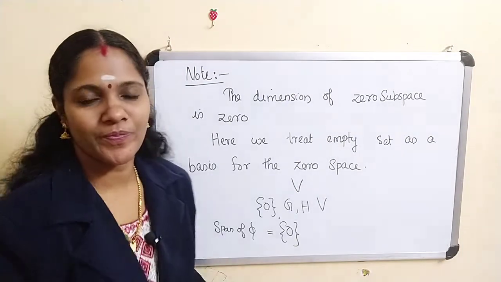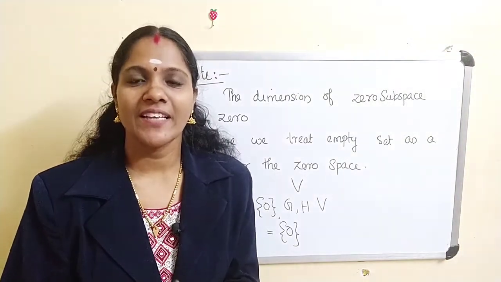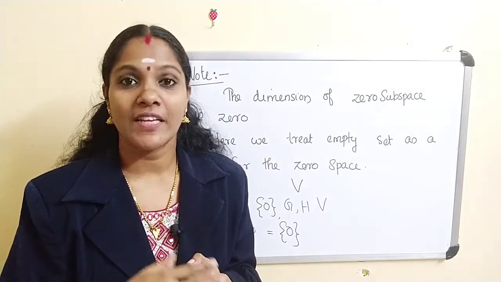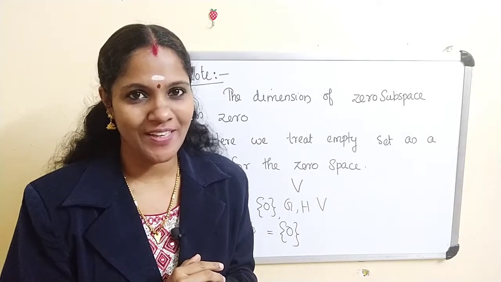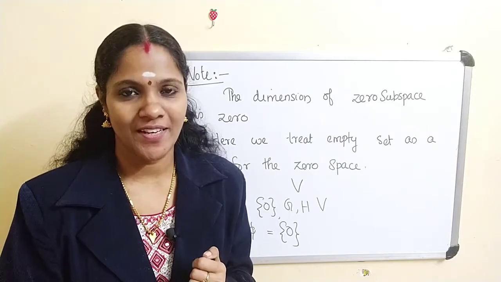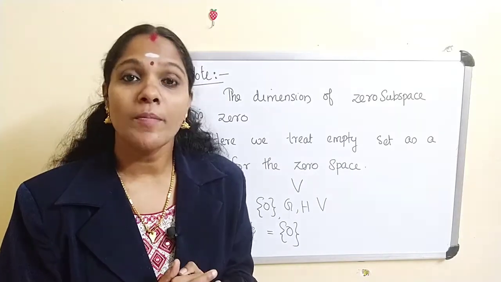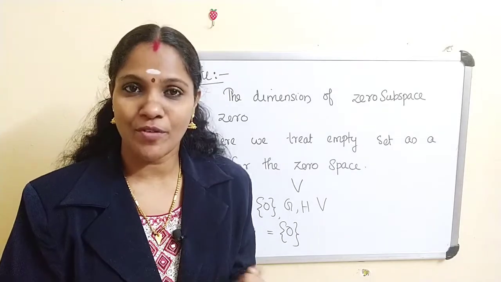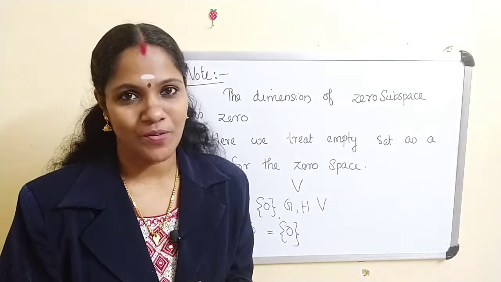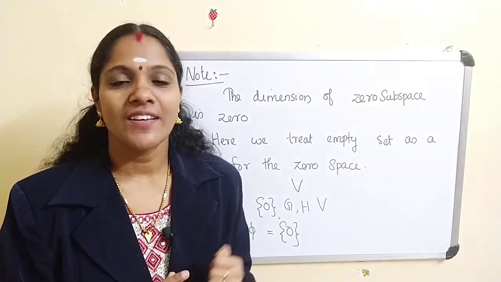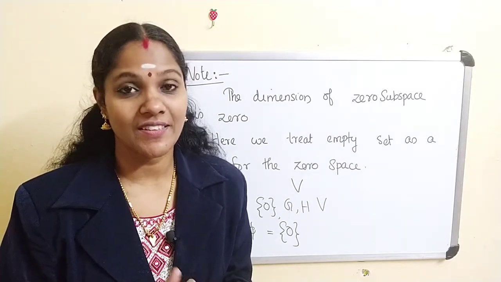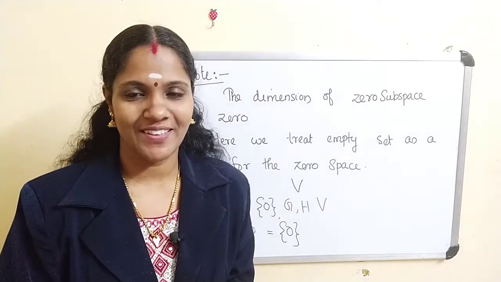Now what do we have to prove? We have to show the set is linearly independent. The empty set contains no elements, so it is linearly independent. Therefore, we treat the empty set as a basis for the zero subspace, and the number of elements in the empty set is 0. Therefore, the dimension of the zero subspace is 0, and the basis of the zero subspace is the empty set.